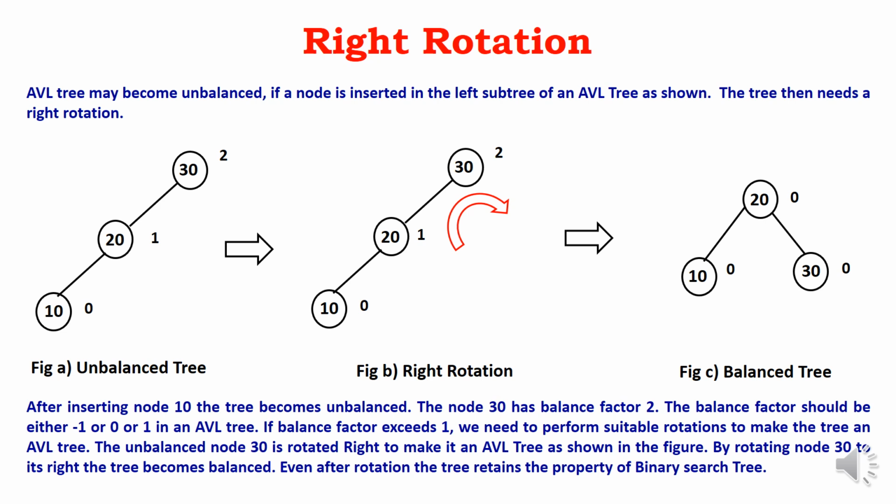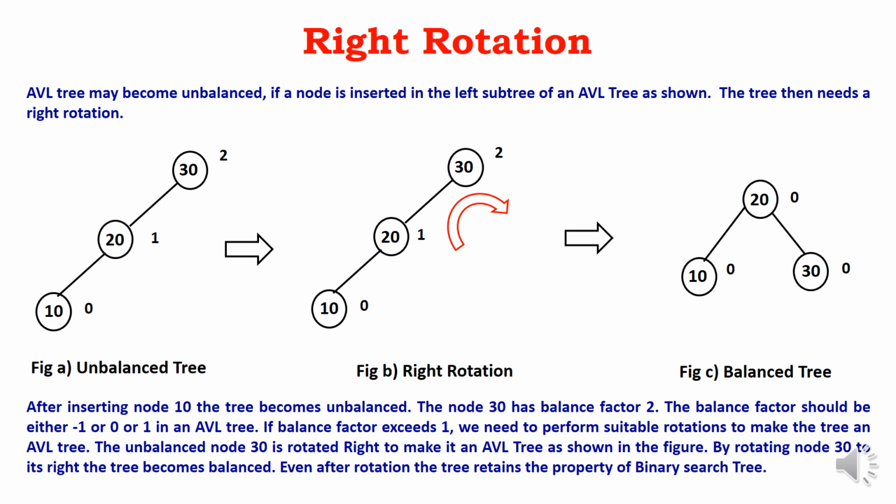Right rotation. Now let us discuss right rotation. Inserting nodes 30, 20 and 10 made the given binary tree unbalanced as shown in figure A. To convert this tree into a height balanced tree or AVL tree, we need to apply right rotation at the unbalanced node. Observe the tree in figure B.